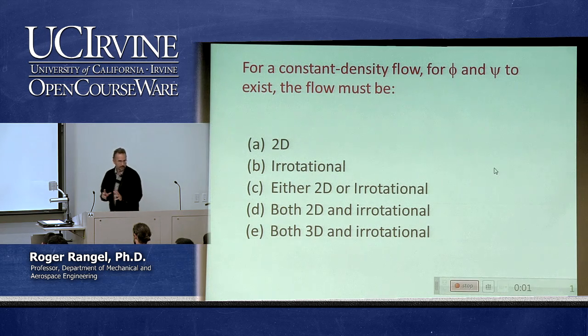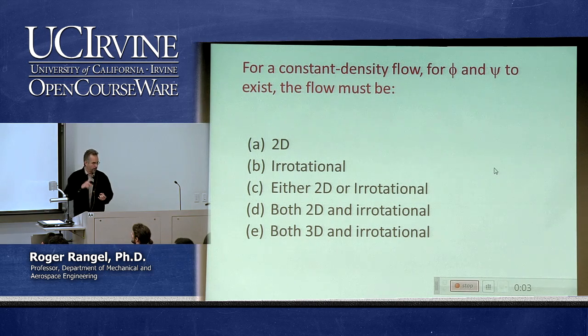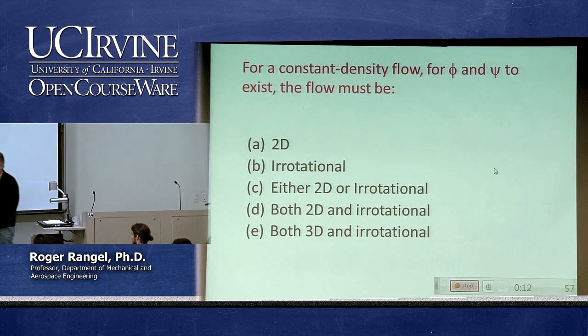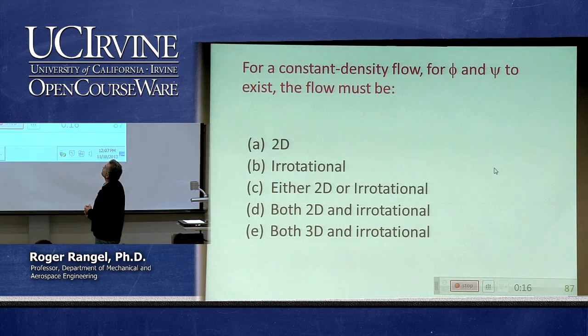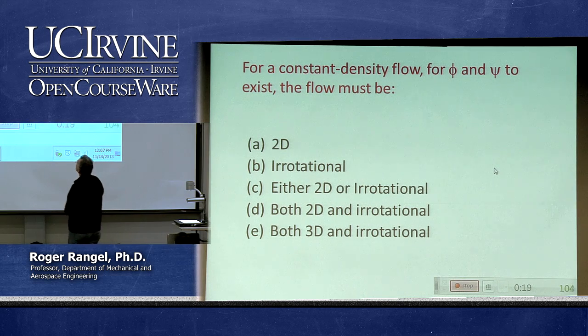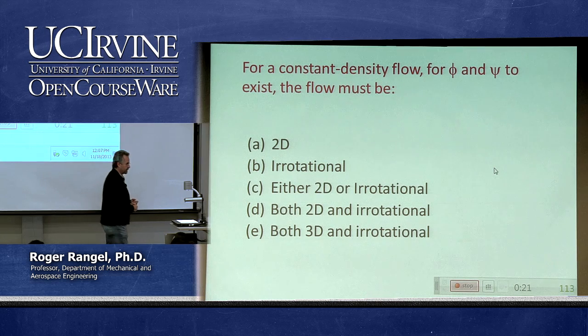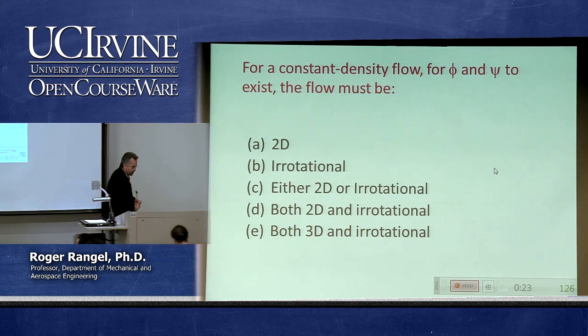Okay, so now we still have a constant density flow, but I want both phi and psi to exist. What conditions are required for this constant density flow in order for both phi and psi to exist?